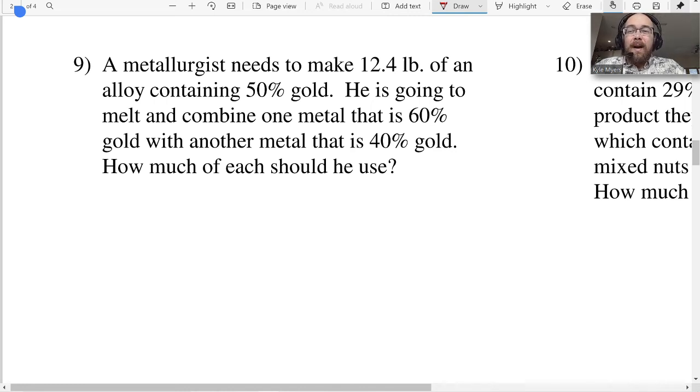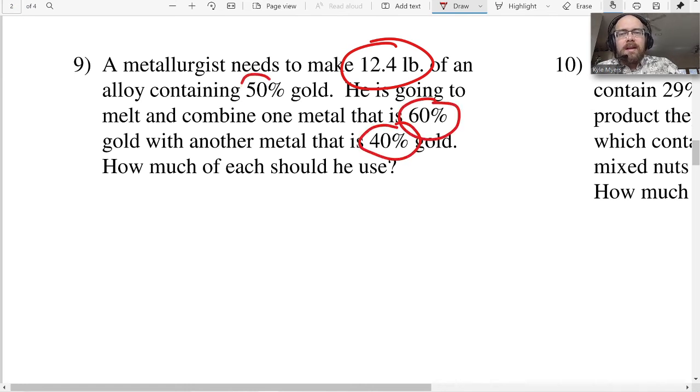Okay, the reason why this is the easiest one, which is kind of weird because it's number 9, the second to last problem, is because of the numbers. He needs to make this much, in pounds, and we need to know what the amounts are. But check this out. We want to combine 40% and 60% and get 50%, exactly half.